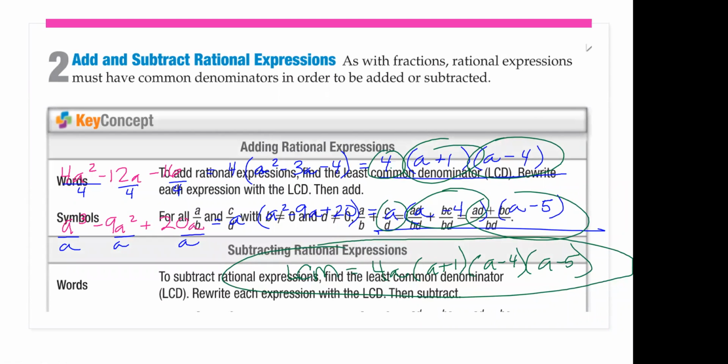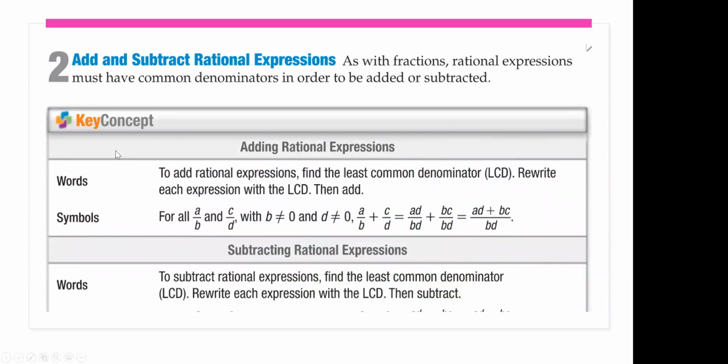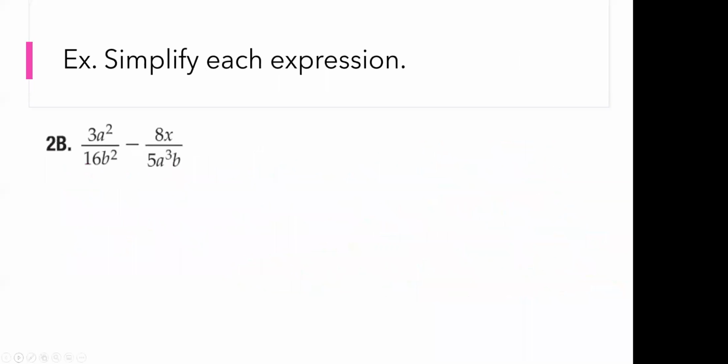And then the next set of problems talks about adding. Finally, we're going to add and subtract rational expressions. Now that we know how to get a common denominator by finding the least common multiple, we're going to actually add and subtract rational expressions. First thing I like to do is rewrite these. So I have 3a squared over 16b squared minus 8x over 5a cubed times b. Notice we don't have a common denominator here.